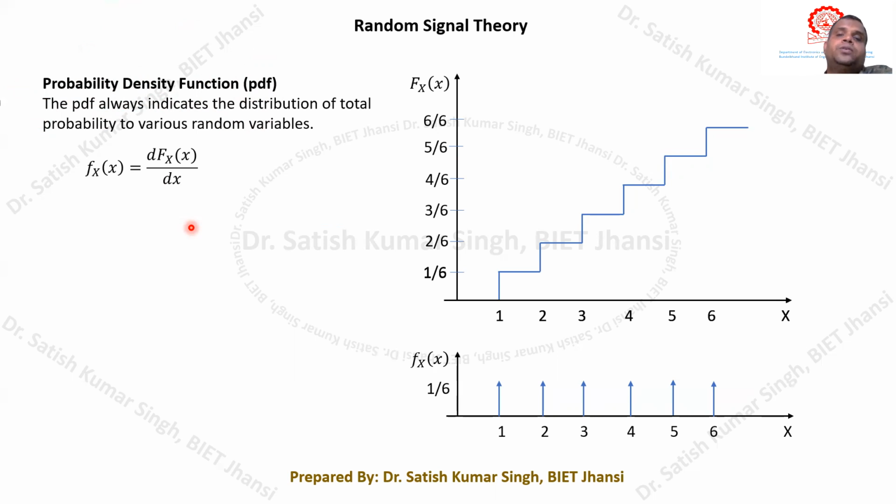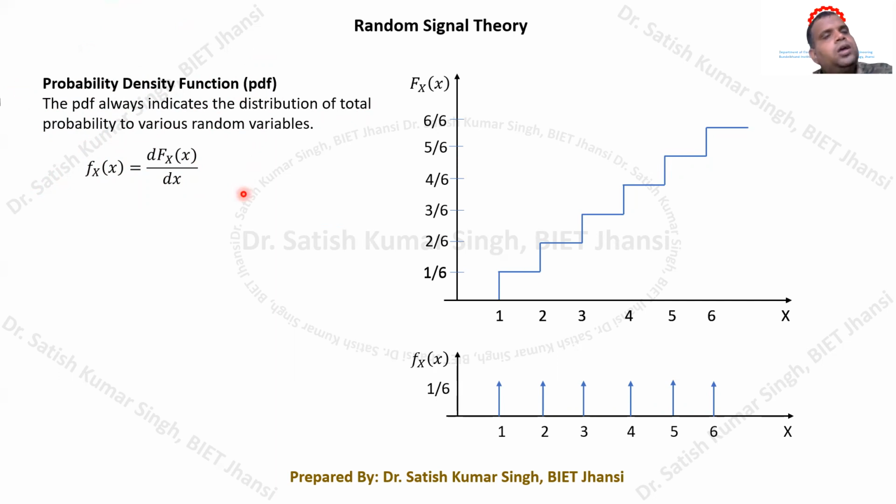In the case of the probability density function, it actually indicates the distribution of total probability to various random variables. Mathematically it is related by this expression, and it will be represented by a small f subscript capital X of x, which equals the differentiation of the probability distribution function F_X(x). This is how it is defined.